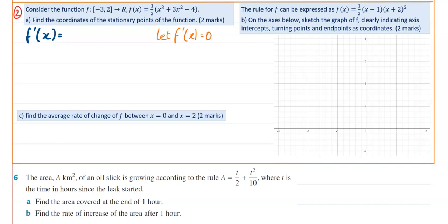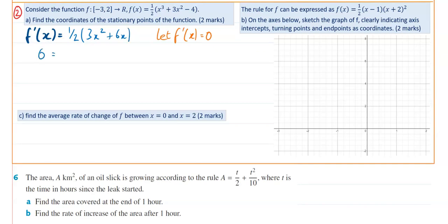So finding the coordinates of our stationary points, the first step is to find the derivative. So that would be 1 over 2. I'm actually just going to differentiate what I have in my bracket here. Because I don't have a squared or anything like that, it means that I don't need to use the chain rule. So this would become 3x squared plus 6x, and that's it.